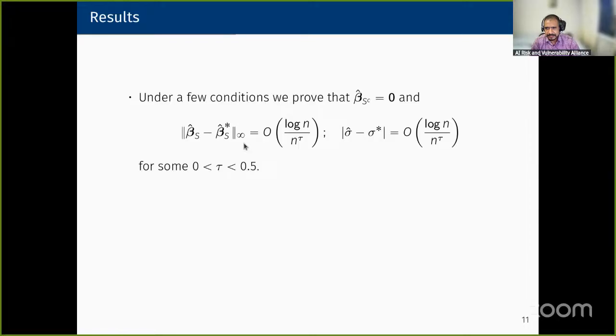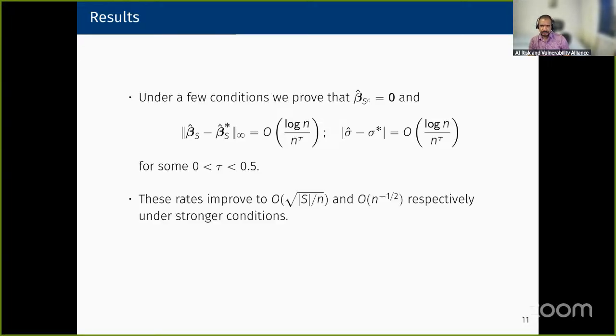But the idea is that there is going to be an order of log n by root n, a little bit worse than root n, amount of error between the true parameter and the parameter estimate in L infinity norm for beta and just the normal absolute norm for sigma. If we make the assumptions stronger on both the design matrix and the loss function itself, then the rates improve and become root n.